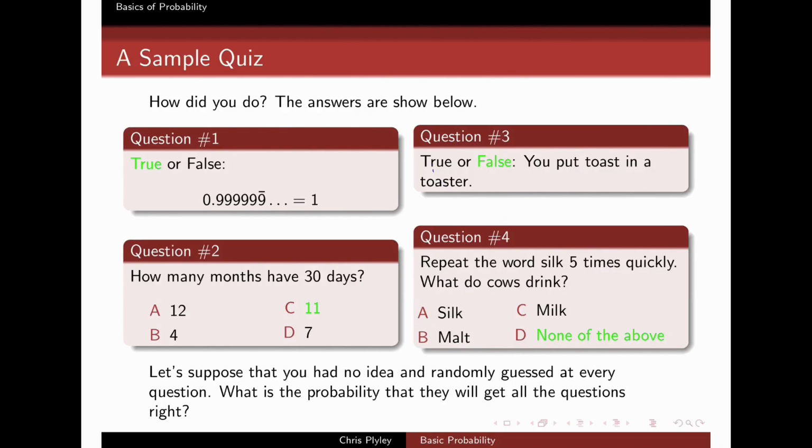If a computer just picked randomly either true or false, and then picked randomly A, B, C, or D, and then picked true or false, and then picked A, B, C, or D, here's a question for you. What do you think the probability is that that computer would get every single question right? Think about it for a minute and try to come up with a number.